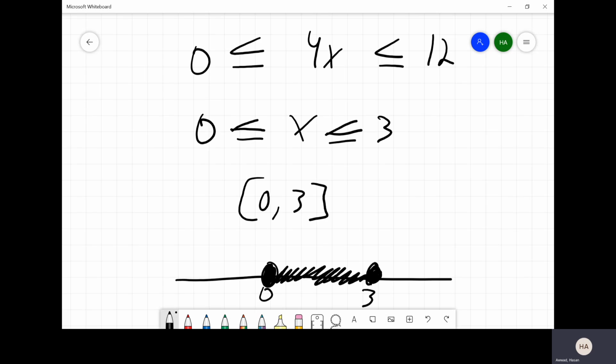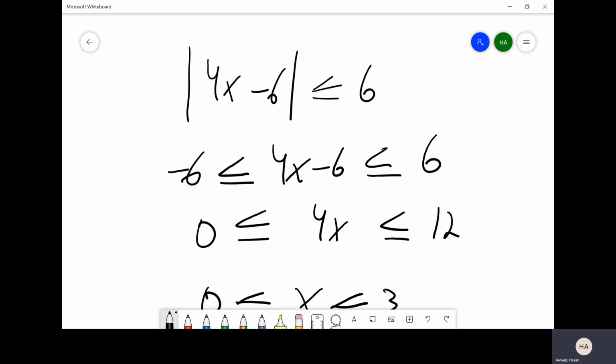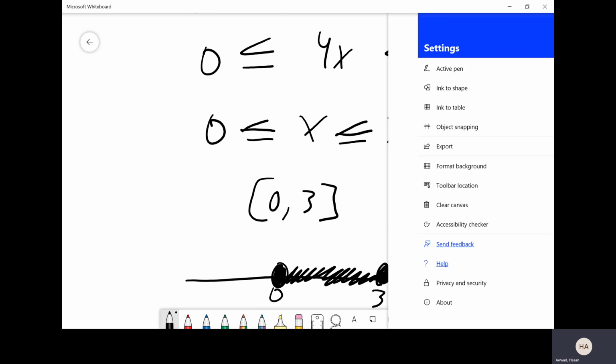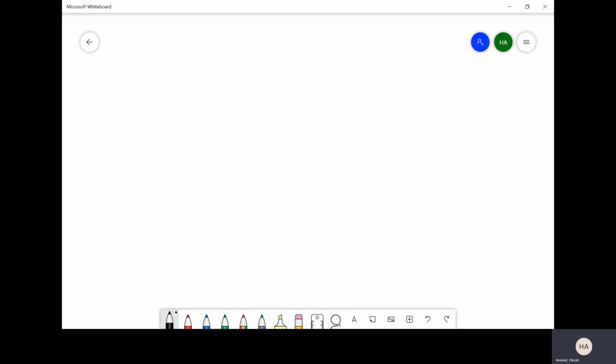If it was strictly less than, so if we were starting with absolute value of 4x minus 6 less than 6, not less than or equal to, then we would have parentheses for 0 and 3. We would have open circles for 0 and 3, and it would just be the numbers between 0 and 3, not including the endpoints. Okay, so that is it for absolute value being less than a number.